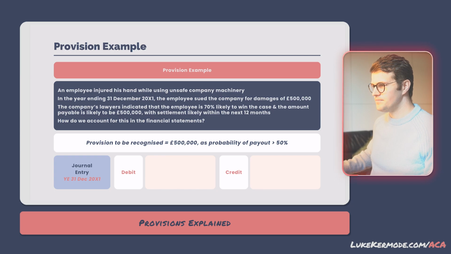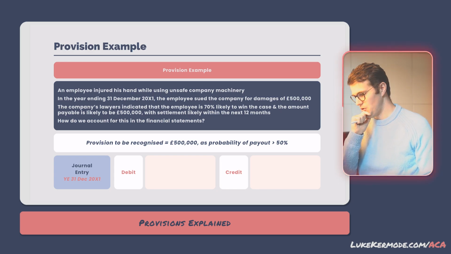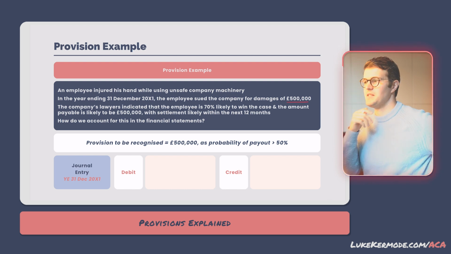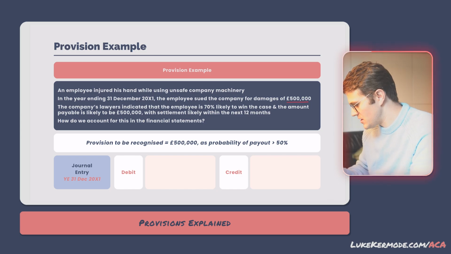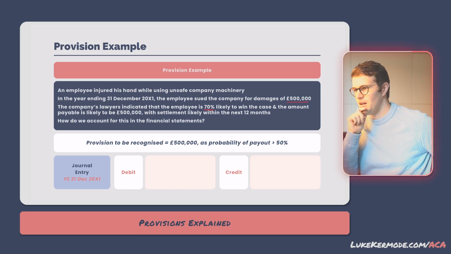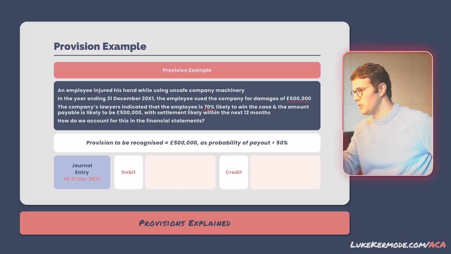Okay, in this example, an employee has injured their hand while using unsafe company machinery and is now suing the company for damages. So the legal claim amounts to £500,000, and we're told that it's likely to be settled within the next 12 months. The company's lawyers believe that there is a 70% chance that the employee is going to win the case, and if they do, the payout will be that £500,000. So our task is to determine how this should be accounted for in the financial statements.